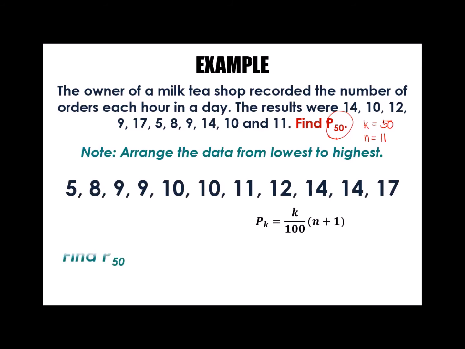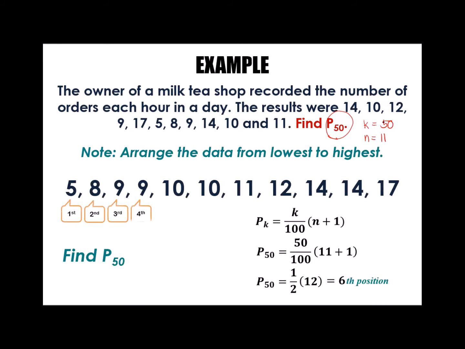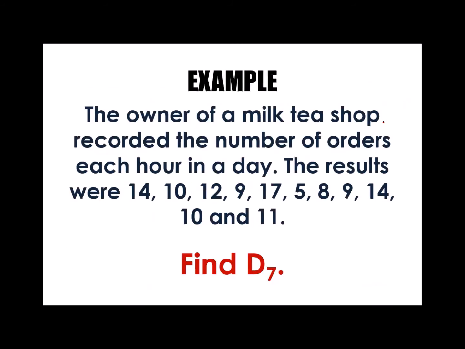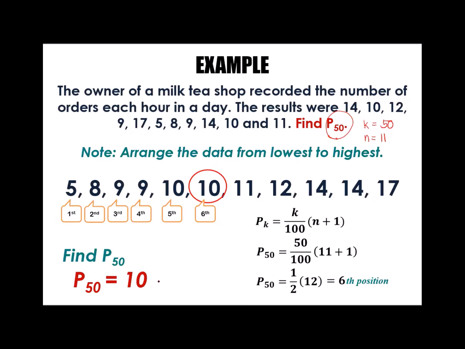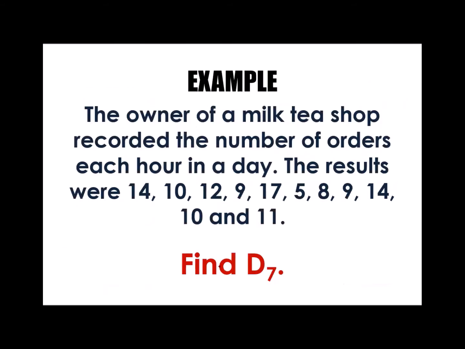So, having this, k will become 50 and n will become 11. Same process again. In lowest terms, we will have 1 half times 12. That is also 6, so 6th position. As you can notice, they are really the same. Okay, so don't get confused. That is also the value of Q sub 2 and also the value of D sub 5. And then we go to the same kind of interpretation. I hope that's clear. Let's proceed to another example.